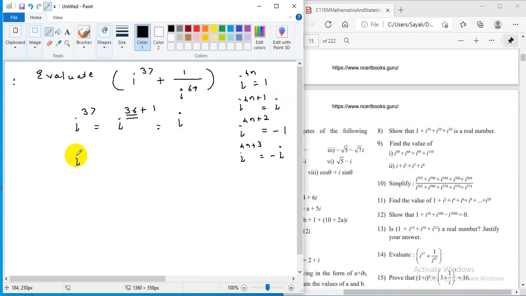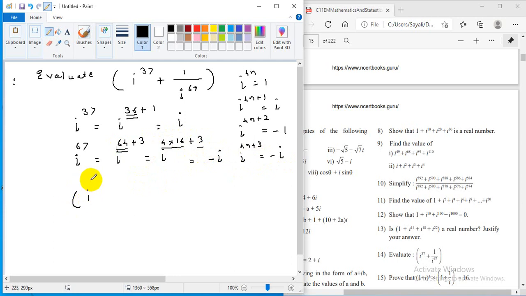आणि i raised to 67 जे आहे ते कसं होईल बघा, i raised to 64 + 3, त्यातल्या 64ला 4ने भाग जातो, बरोबर ना. सो i raised to 64 + 3 म्हणजेच i raised to 4n + 3. इफ यू वॉन्ट यू कॅन स्टील स्प्लिट इट अप. 64 यू कॅन राईट ॲज 4 × 16 + 3. सो 4 × n + 3 म्हणजेच हे आलं -i. सो दिस इज -i.